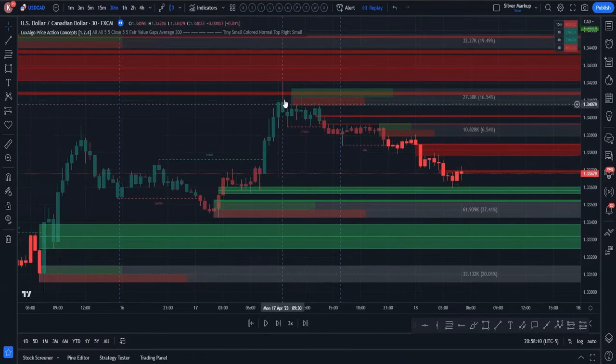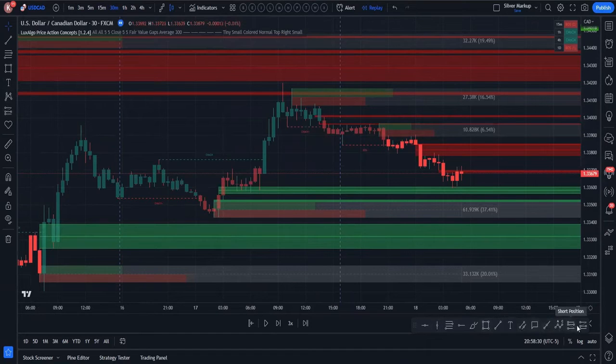So this was the bigger breaker structure here. And this was a change of character, actually. So price extends and then pulls back. This is the larger pullback. It pulls back into that zone. I would have taken that trade.